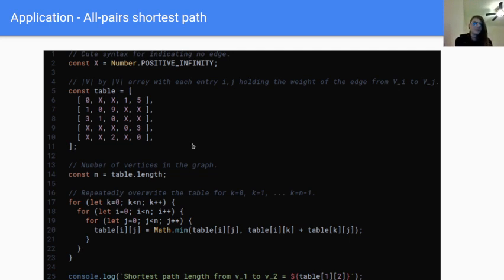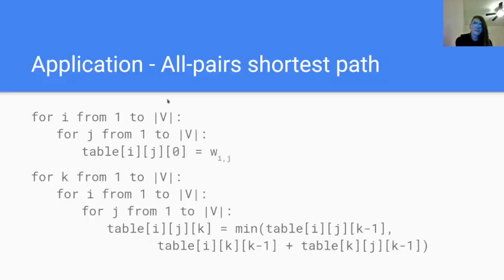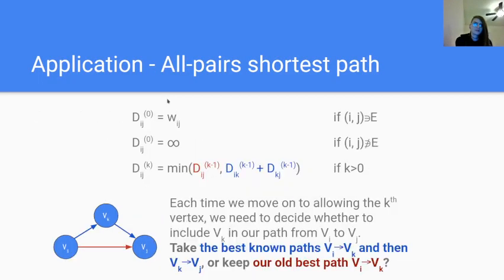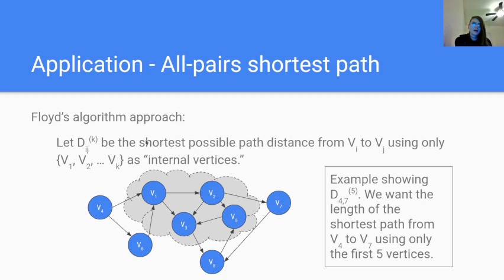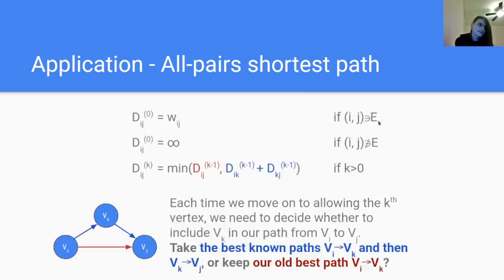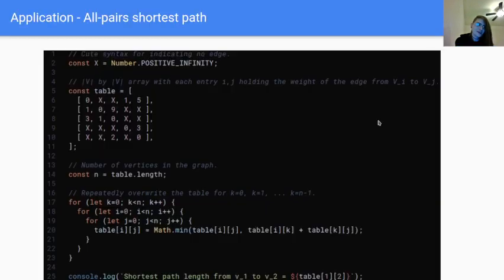We can just reuse it. We can just use the input table as our table, because the original Floyd's algorithm recurrence is d sub ij, and we've dropped the k superscript here. It's just the shortest possible path distance from vi to vj. And that is very close to what we have in our adjacency matrix representation.